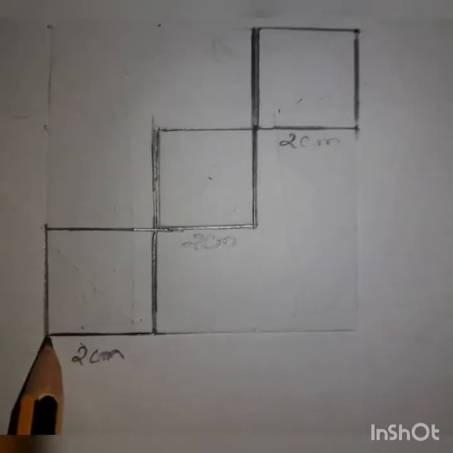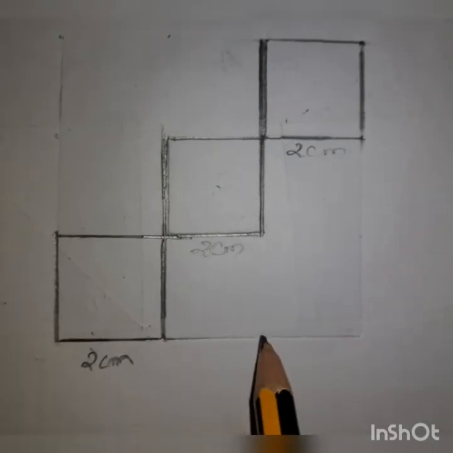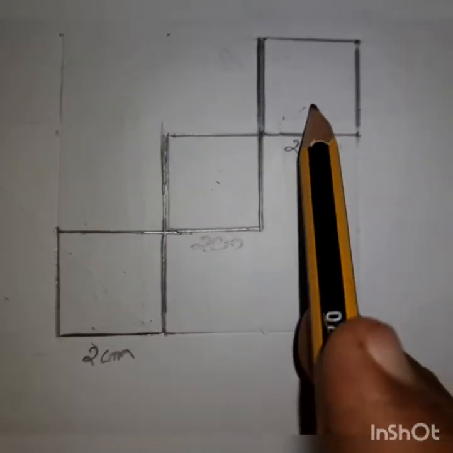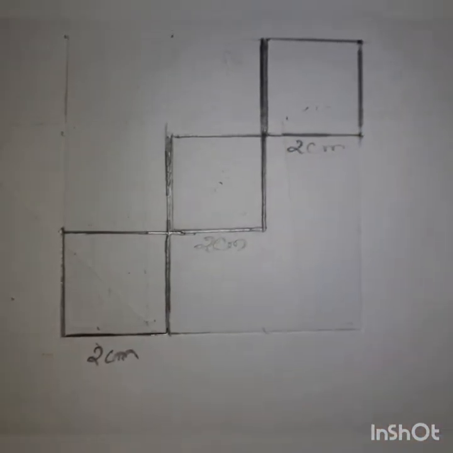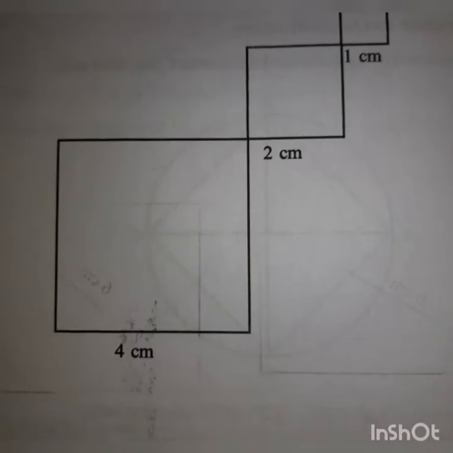So first of all you have to draw a 6 centimeter square, then each 2 centimeter you have to mark it and draw the lines to the opposite side. Then whichever the pattern we need, that you have to take it, and others should be rubbed off. Next question.